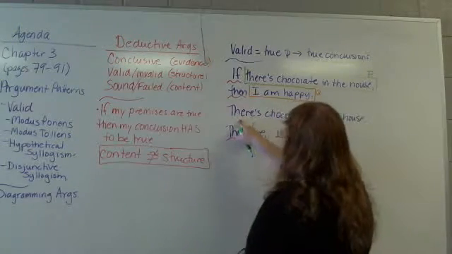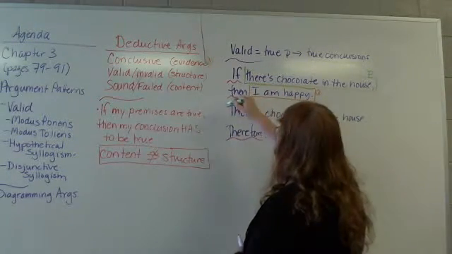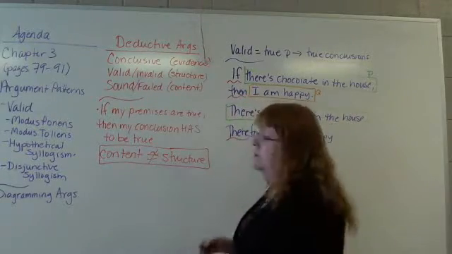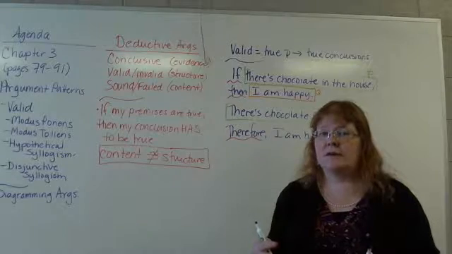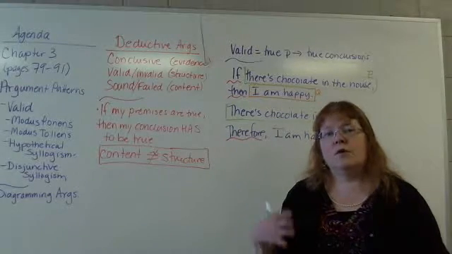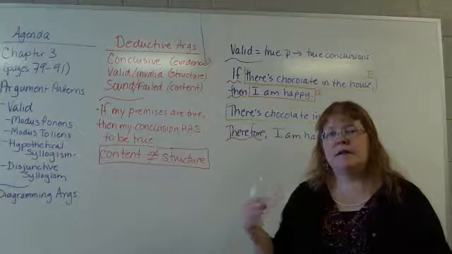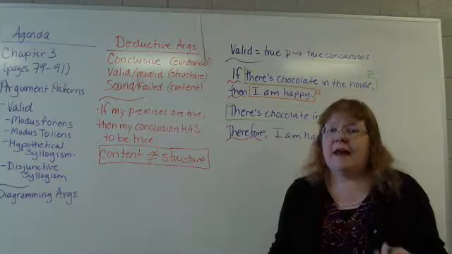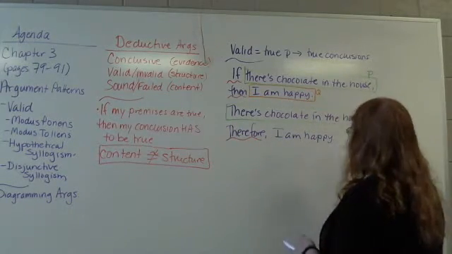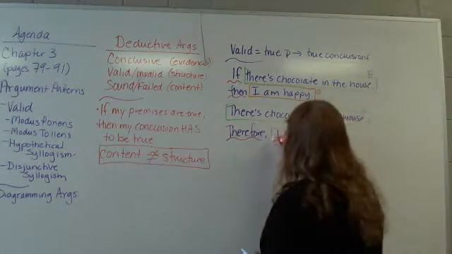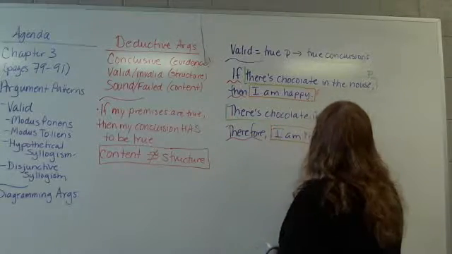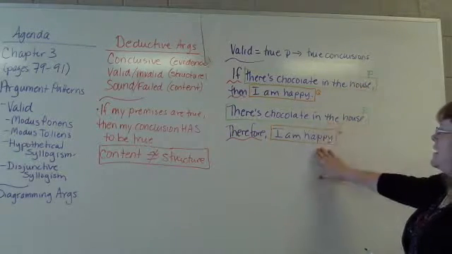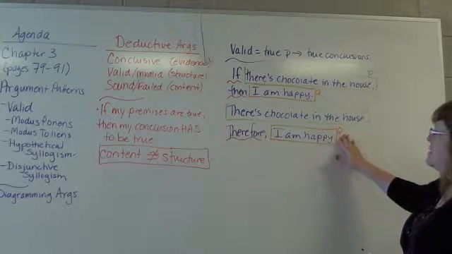Now, I have this new sentence, "There's chocolate in the house," but it's the same thing I had before. And here is the hardest part, most important part of shorthanding these arguments. You have to label or change the same statement into the same thing all the time. I can't just decide this is Z. It has to still be P. Last one, the same thing. Therefore, I am happy. I've seen that before. It's my Q.